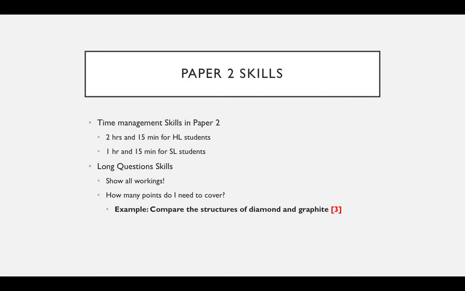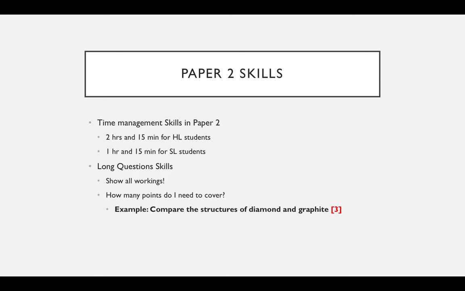Secondly, how many points do I need to cover? And that comes down to looking at how many marks the question's worth. In this example, compare the structures of diamond and graphite. Bracket 3. So that means you need to cover 3 points in your answer in order to get full marks. The command term compare means giving similarities and differences. So if it's a 3 marker, that means you can give 1 similarity, 2 differences, or the other way around.